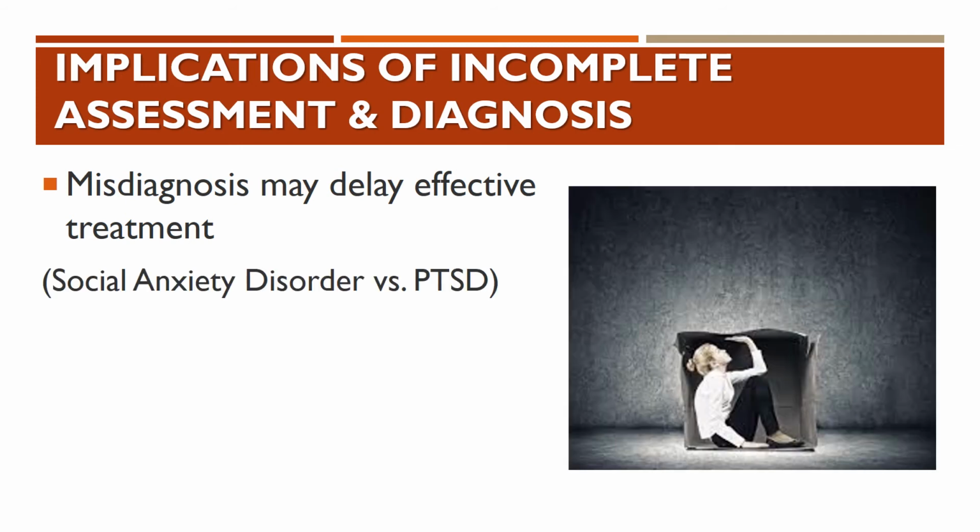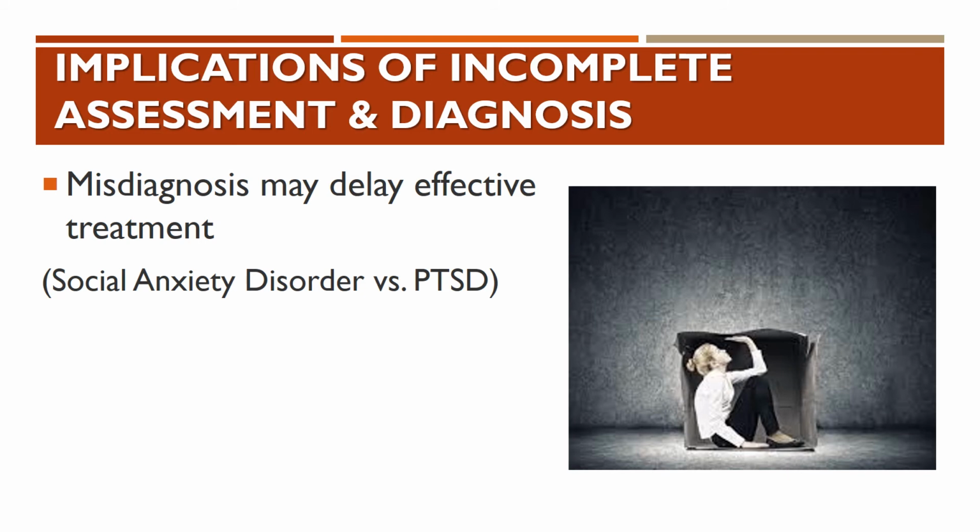Another example is to look at symptoms of social anxiety disorder versus post-traumatic stress disorder. In both cases, individuals do experience anxiety in social situations, and oftentimes in both cases, you're seeing significant avoidance of social situations. But the difference here is that PTSD involves trauma, and therefore there is a connection between the traumatic experience and their avoidance.